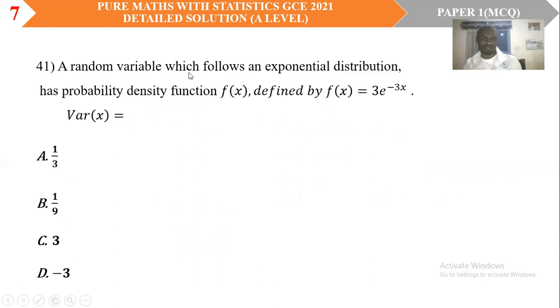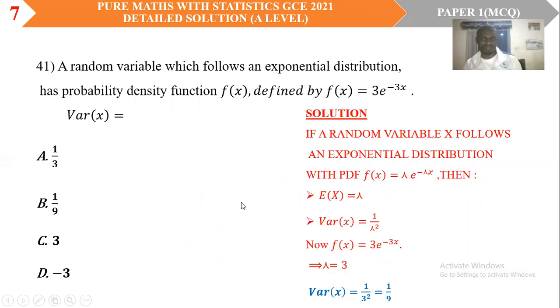Question 41. A random variable which follows an exponential distribution has probability density function f of x, defined by f of x equals 3e to the negative 3x. The variance of x is.